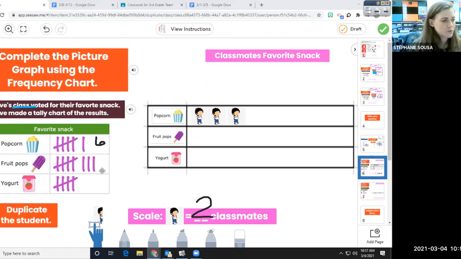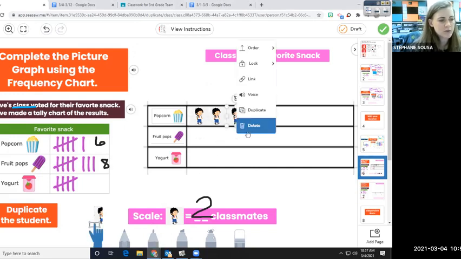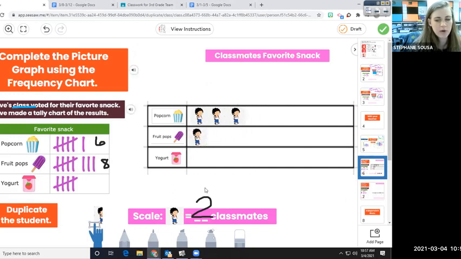All right. Fruit pops. We are counting by twos. Our total of people who voted for fruit pops is 8. So we are going to duplicate our dude and represent 8 fruit pops with 4 dudes, because 1 dude is 2. Oh no, I made the dude shorter. 2 dudes is 4. 3 dudes is 6. 4 dudes is 8. There's my dudes. Yes, William.